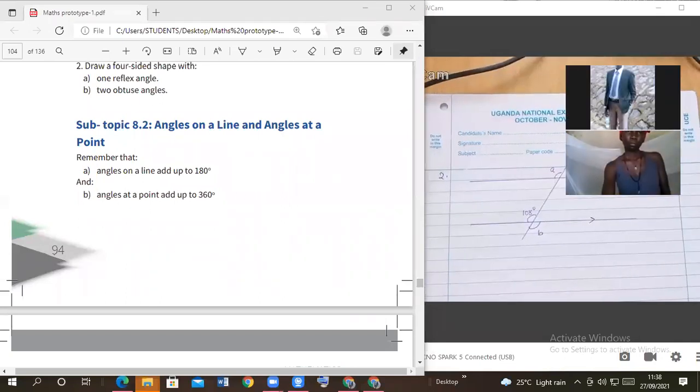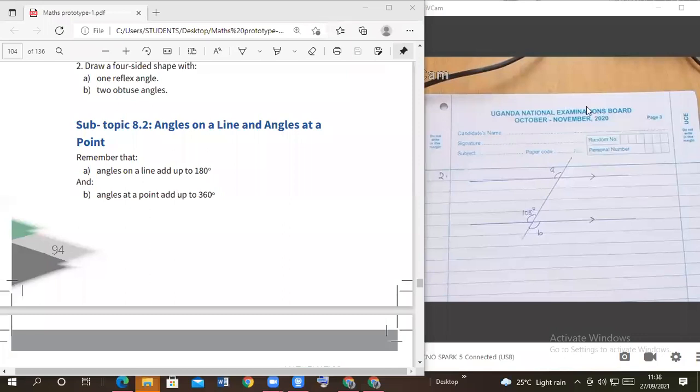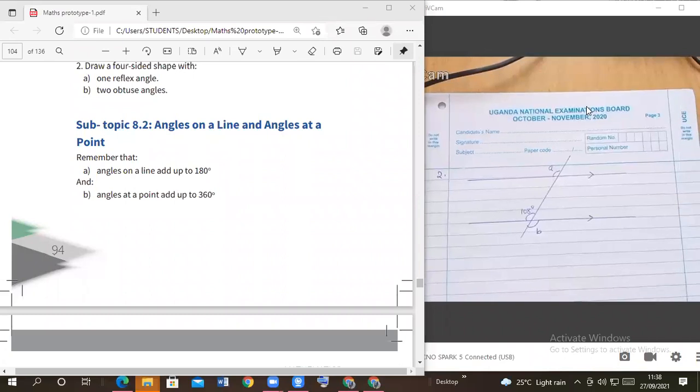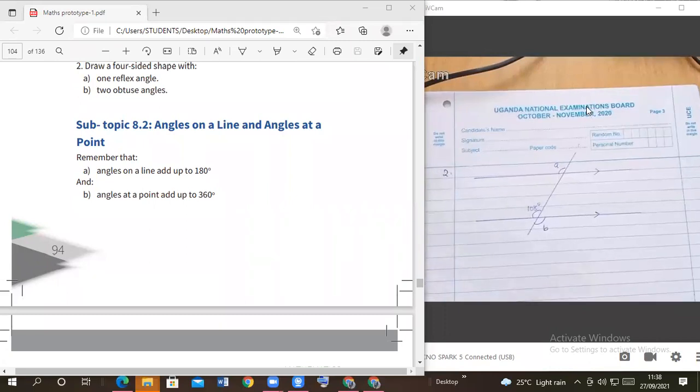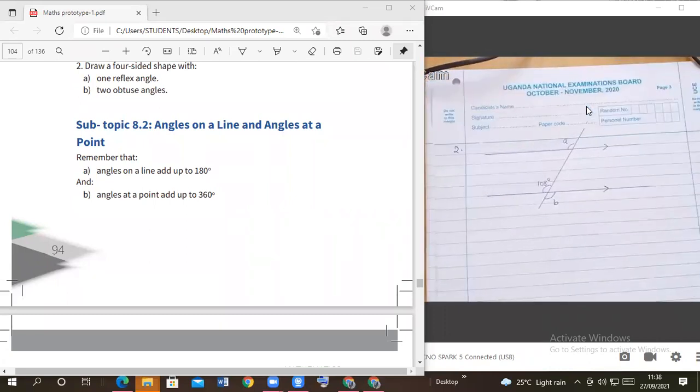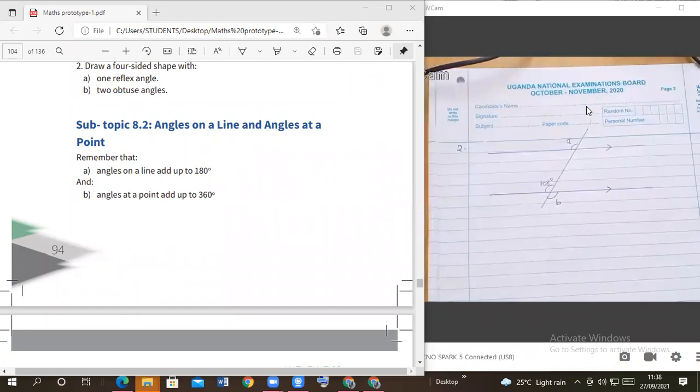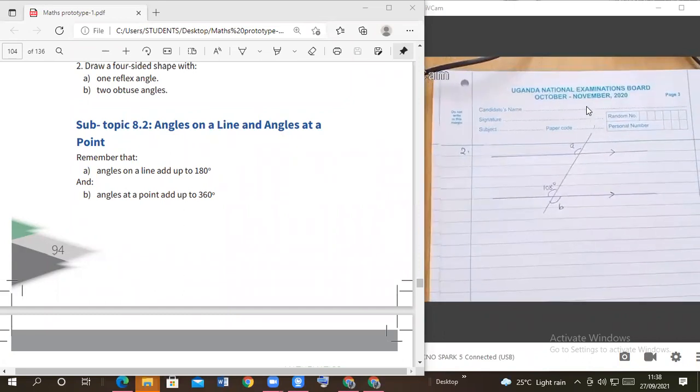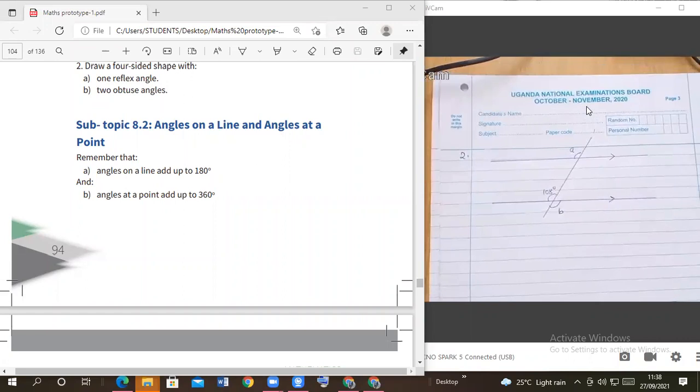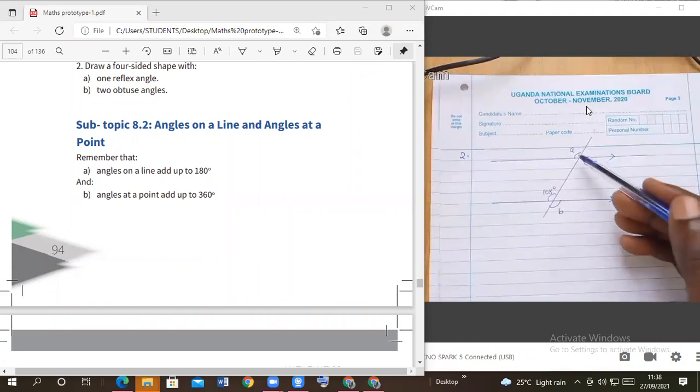Members, let's do it very fast. They want us to find angle A and B. So using the angle properties that we have just looked at, are we going to find angle A and B?